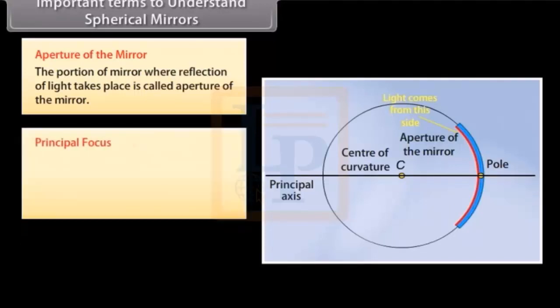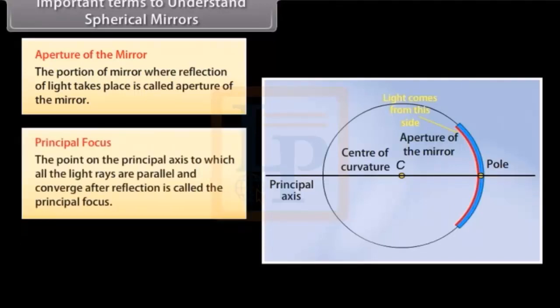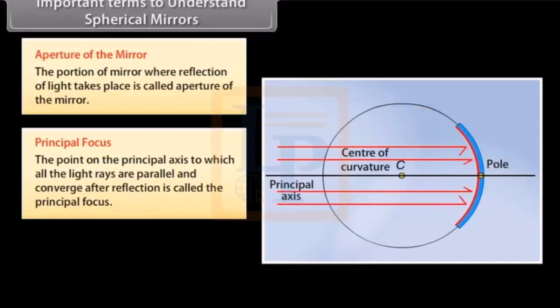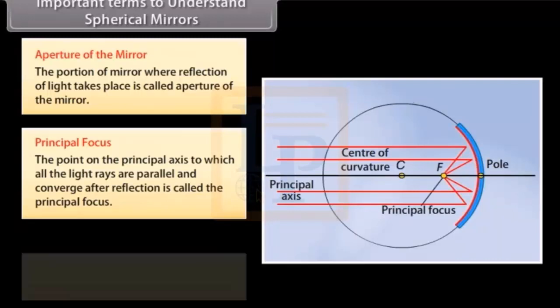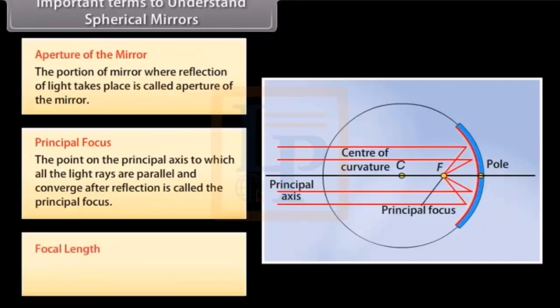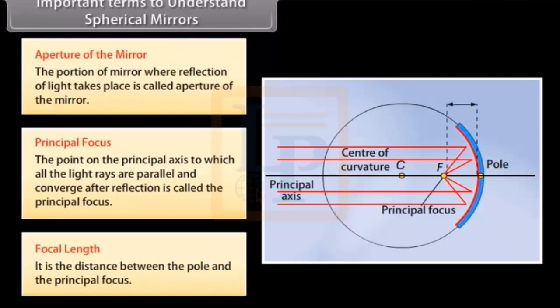Principal focus. The point on the principal axis to which all the light rays parallel to it converge after reflection is called the principal focus. Focal length. It is the distance between the pole and the principal focus.